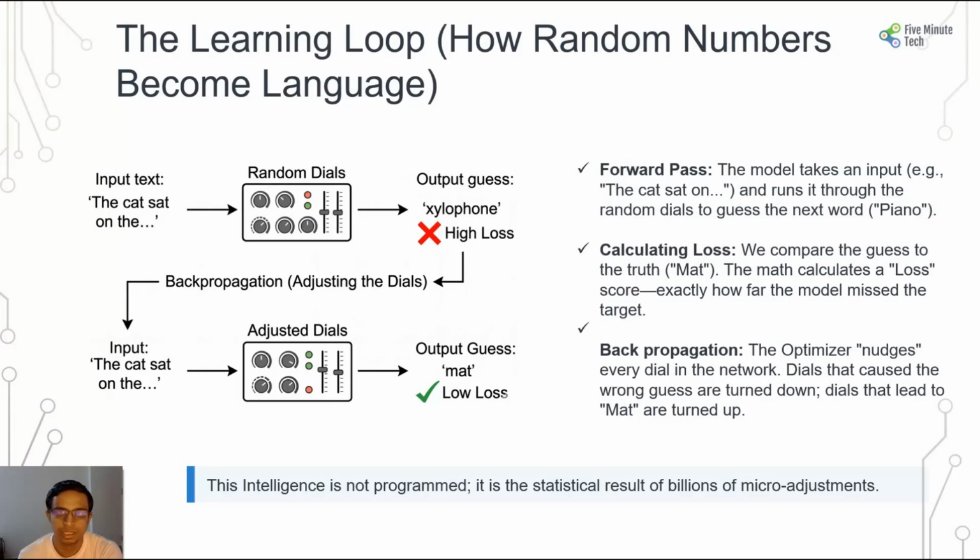So in the forward pass, the model takes an input and runs it through the random dials to guess the next word. Now calculating loss: it calculates the loss while the training happens. We compare the guess to the truth, and the math calculates a loss score, which I will be showing you in the demo, exactly how far the model missed the target. And then there is back propagation, where the optimizer nudges every dial of the network. Dials that caused the wrong guesses are turned down, and dials that led to "mat" are turned up. This intelligence is not programmed; it is a statistical result of billions of micro adjustments.